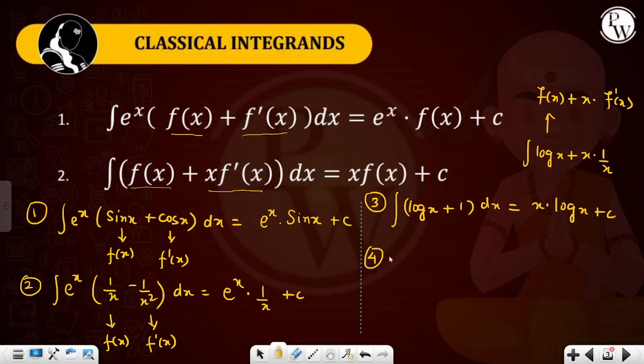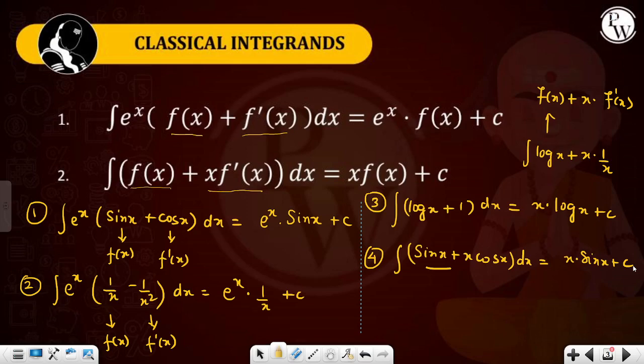Take another illustration. Suppose we take sin x plus x cos x. What will be its integration? F of x plus x f dash x. So answer will be x into f of x. Okay. So now you have got a hang of the formulas of classical integrands.